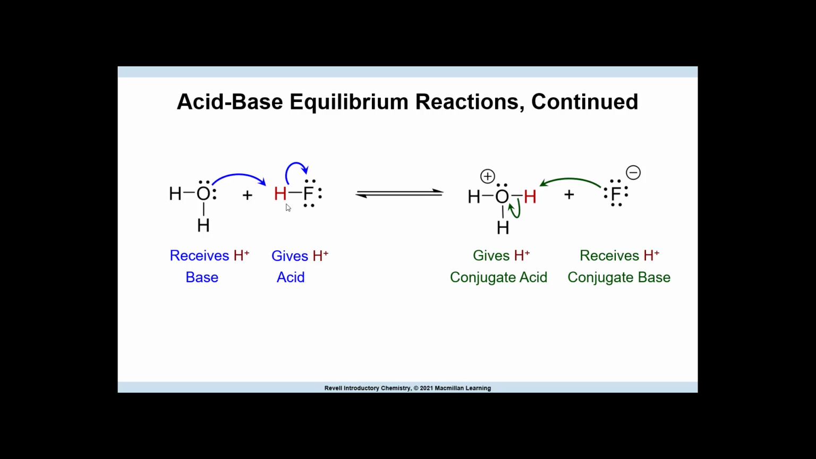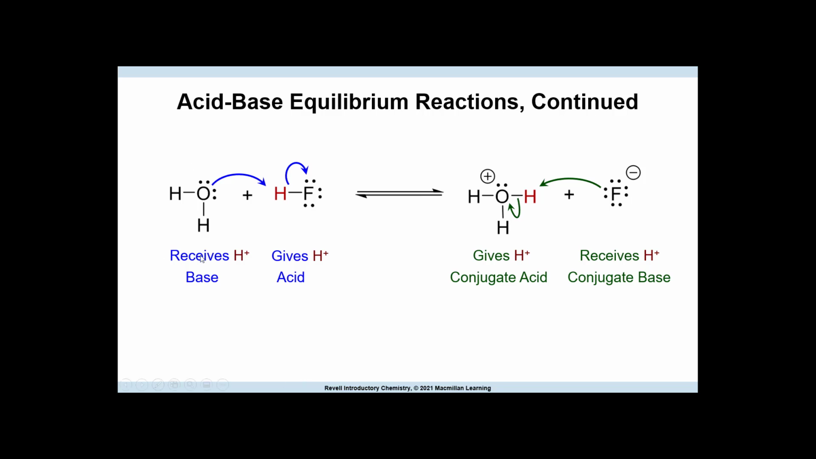What about the reverse reaction? So if we're looking on this side, going from right to left, the hydronium ion gives the proton back to the fluoride ion. In the reverse reaction, the hydronium is the acid and the fluoride is the base. When describing an acid-base equilibrium, we refer to the acid and base on the right-hand side of the chemical equation as the conjugate acid and the conjugate base.